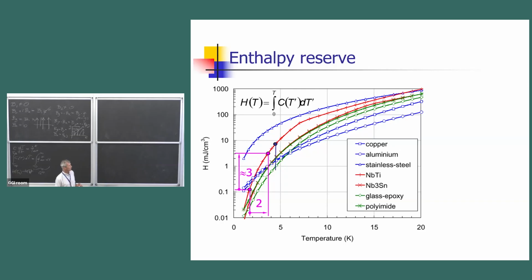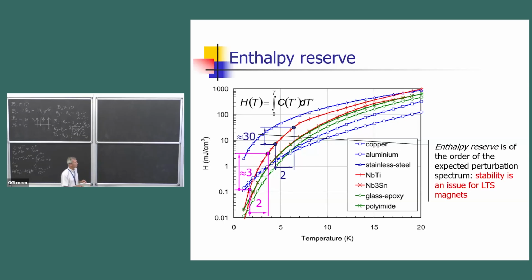We do the same at 4.2K. So we set the point at 4.2K. We take the same 2K temperature margin. What you see is that because the heat capacity grows so quickly, the energy margin is actually 10 times as much, 30 millijoules per cc. So what we see here is that the enthalpy reserve is of the order of the expected perturbation spectrum. So this is why stability is an issue in LTS. That's why you see training, even today. It's a physical limitation. Second, do not subcool if you can avoid it. In fact, even niobium 3 tin magnets train so much less at 4.2K than they do at 1.9.